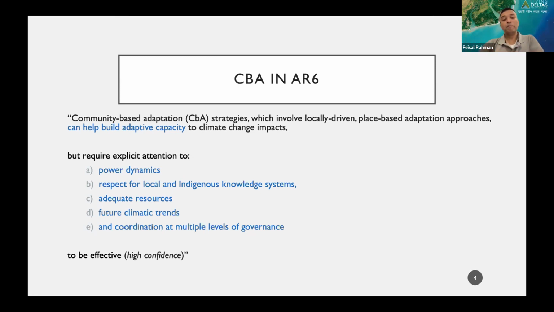And this is the AR6 Working Group 2 report, which suggests with high confidence that CBA can build adaptive capacity, but for it to be effective, these factors need to be taken into consideration.